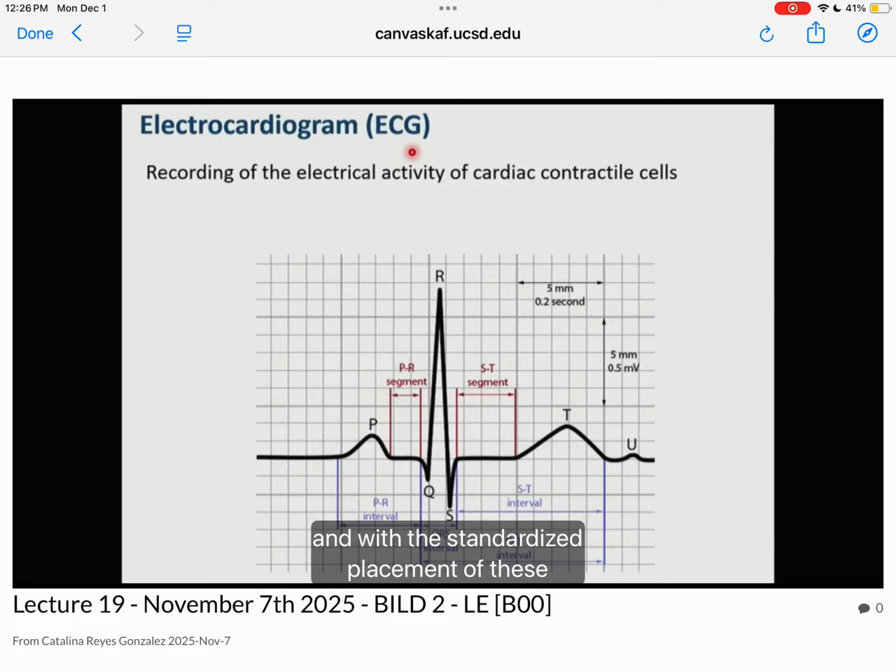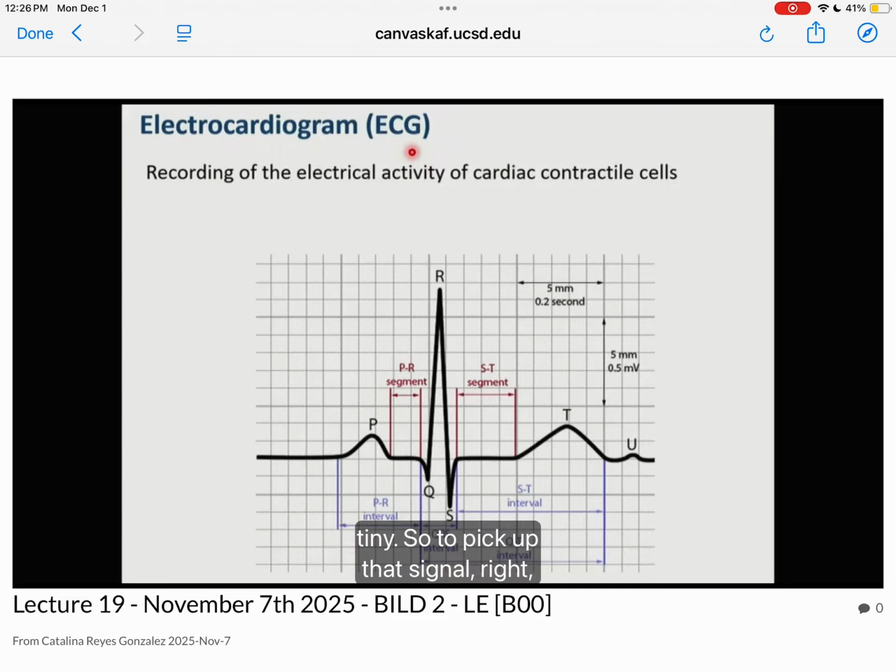And they, with the standardized placement of these electrodes, and they just sit on your skin. They put a gel that conducts, and they just put them on your skin. They don't poke you or anything like that. They can measure the electrical activity of the heart, that action potential, but it's the sum of action potentials. It's not one action potential, because for measuring one action potential, you would need to actually poke the cell and measure intracellularly, right? But it's the sum of that depolarization event happening at a moment in time of all those cardiac muscle cells. We cannot measure it from the pacemaker cells because they're too few and too tiny.